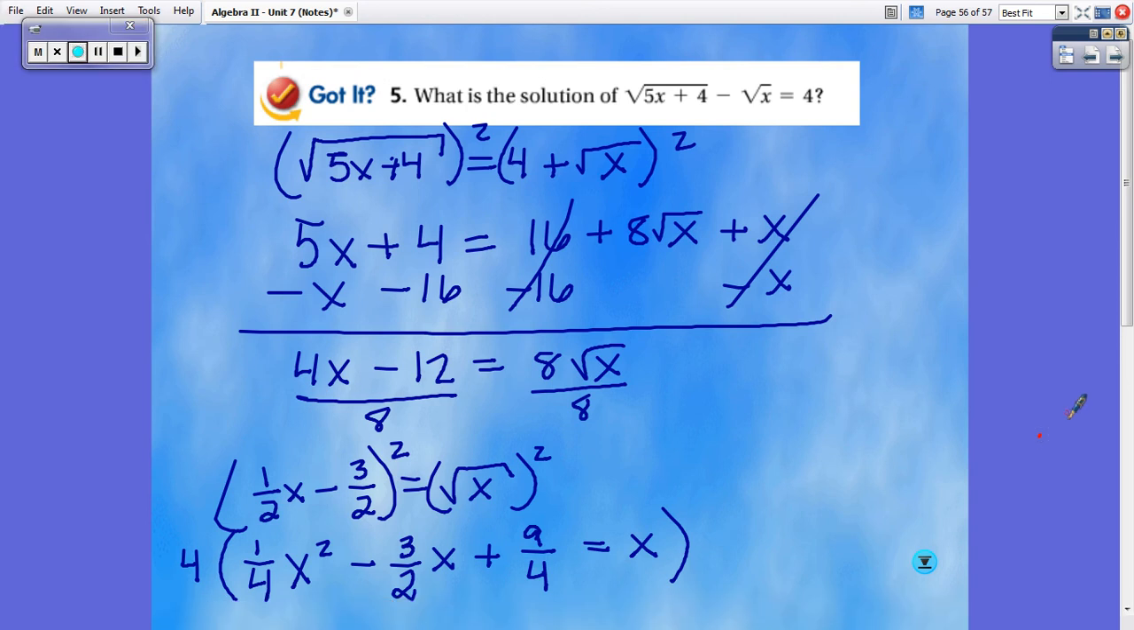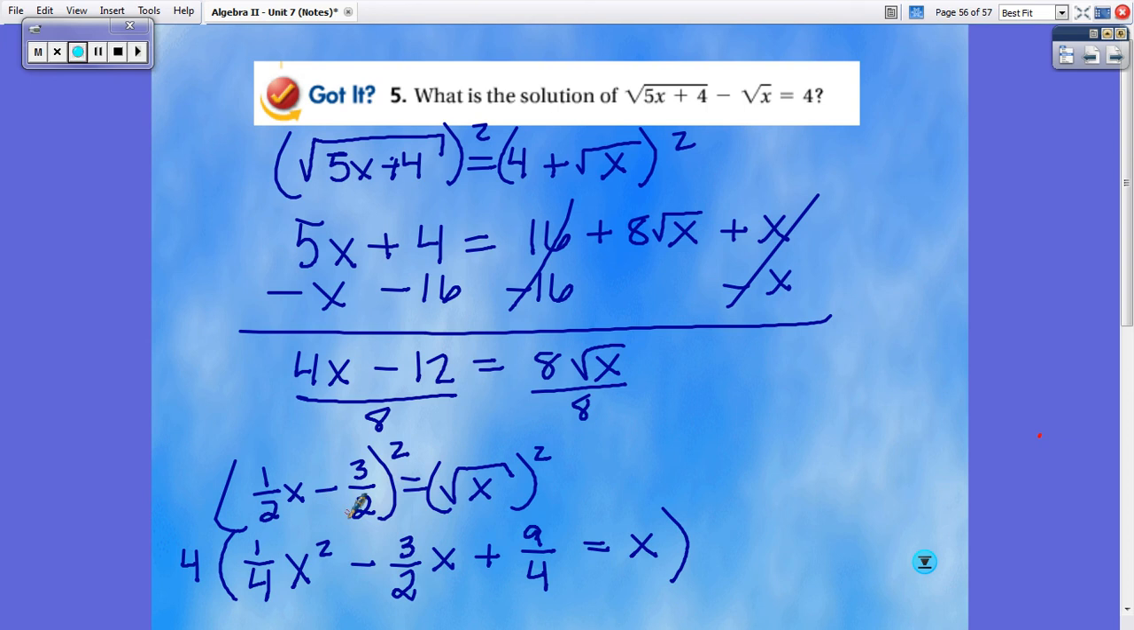Alright, so for this problem, you should have gotten for your answers x equals 9 and x equals 1. And I'm going to have to scroll down because it took a little bit more room than just this page. So the first step that you had to do was add the square root of x to both sides, square both sides. So you get 5x plus 4 on one side, and then you have to FOIL the right-hand side. Then you want to get that radical by itself, so the way you do that is subtract everything else, and then divide both sides by 8. Yes, you do get fractions.